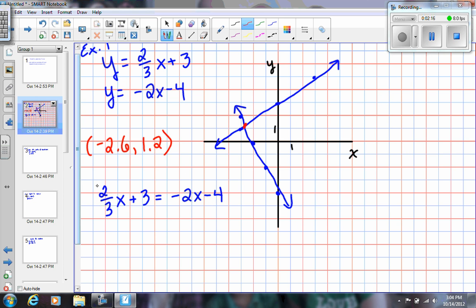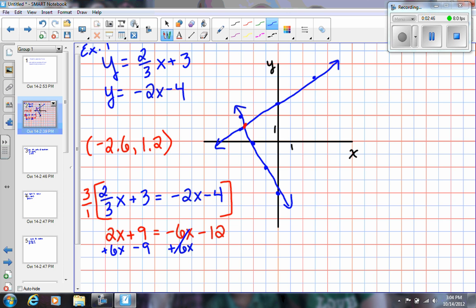We've done these before. I'm going to use fraction busters to clear out my fraction. I'm multiplying everything by 3. The 3's cancel, leaves me a 2x. 3 times 3 is 9. 3 times -2x is -6x. 3 times -4 is -12. Now I just solved the equation for x, so I'm going to add 6x to both sides. And I'm going to subtract 9 from both sides. And we get 8x equals -21.